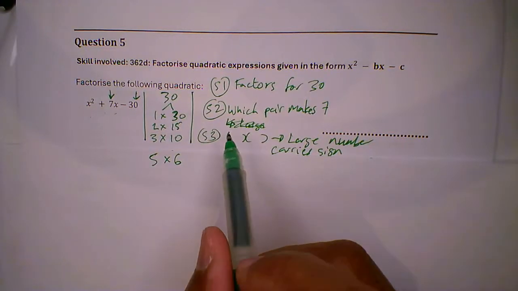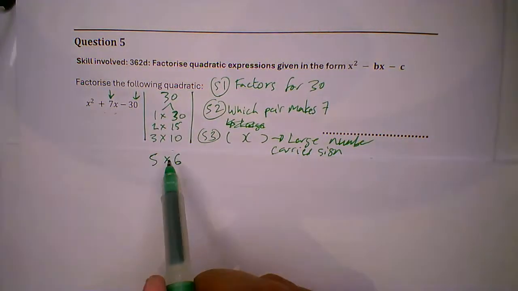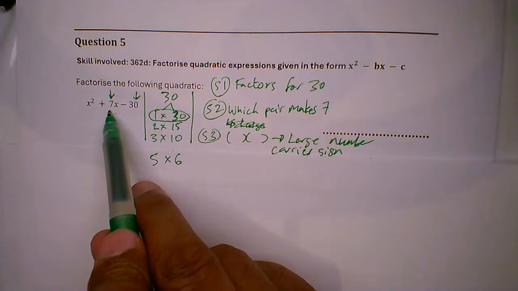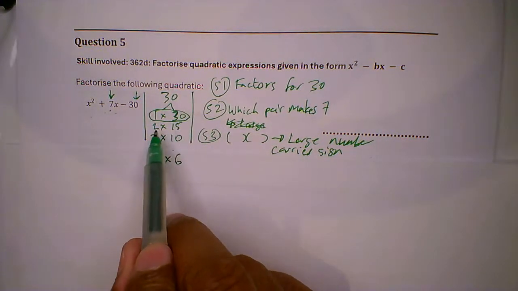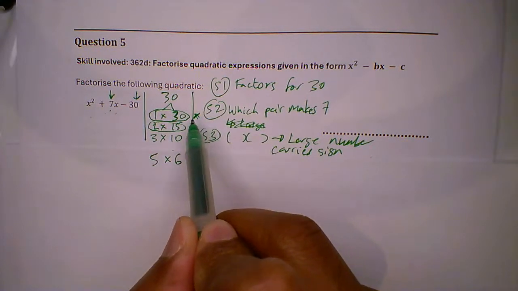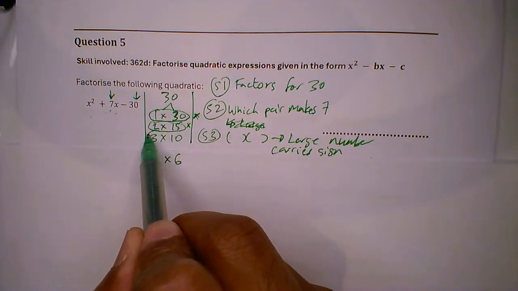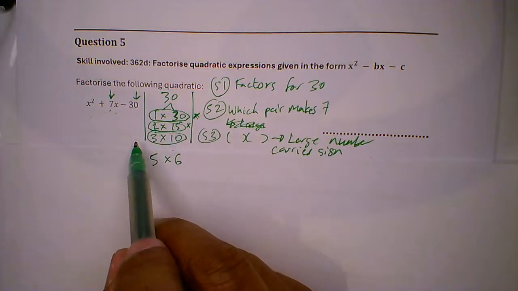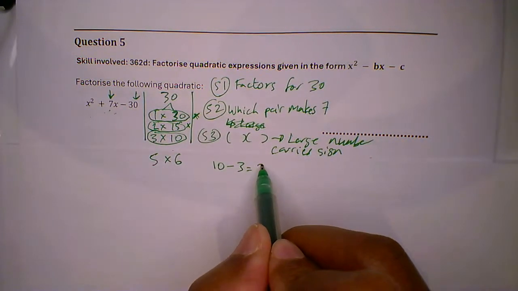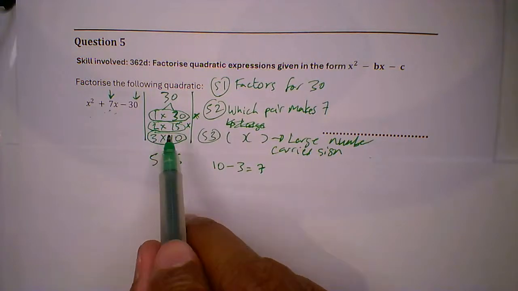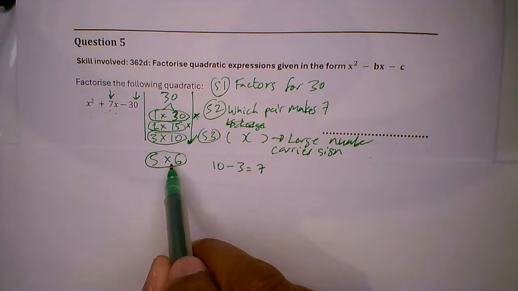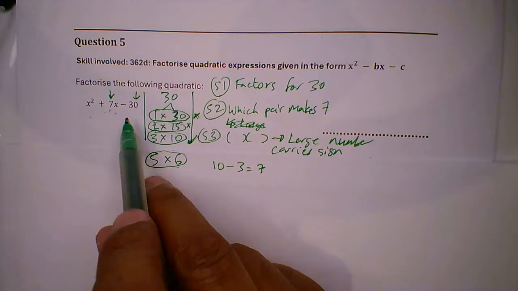I think that's it. Now we look at the pairs. Step 2, 1 and 30, does that give us 7? No, they don't. 2 and 15, do they give us 7? They don't. 3 and 10, does that give us 7? Yes, they do. 10 take away 3 equals 7. So you can see that pair is possible. Let's look at the next pair just to be sure. 5 and 6, are they connected to 7 in any way?